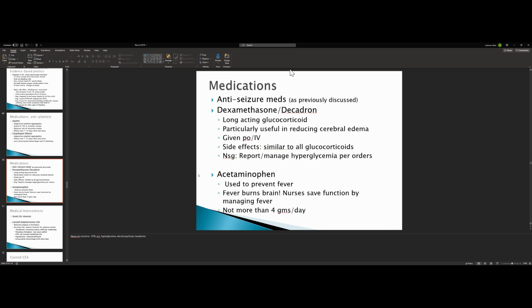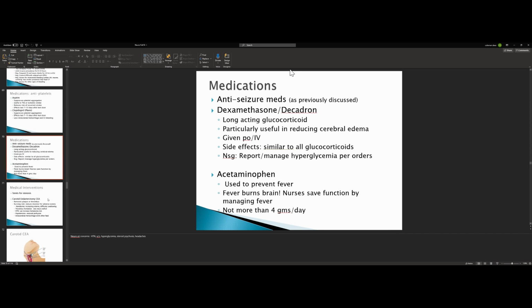Tylenol is one we're also going to see commonly. It's used for fever prevention. Be proactive about managing your fever. It says here that fever burns brain, but speaking more pragmatically, being febrile burns a lot of oxygen, and oxygen is going to be a precious resource in a brain that's damaged. So you want to be very proactive about managing central fevers and also trying to assess, if a patient is febrile, is this coming from the brain or is this coming from an infectious cause, as patients who have stroke are very prone to getting things like aspiration pneumonia. And make sure that you're not exceeding 4 grams per day.